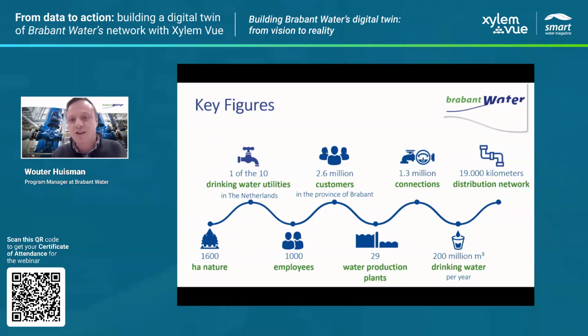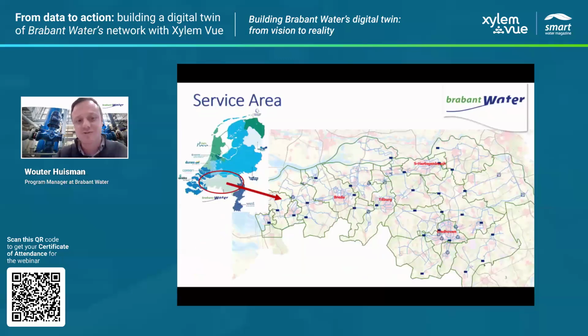Our distribution network has a size of 19,000 kilometers of mains spread over the province. And as we use groundwater as a main source of drinking water, we have 29 water production plants spread over our surface area. We provide 200 million cubic meters of drinking water each year, and we do that with approximately 1,000 colleagues.